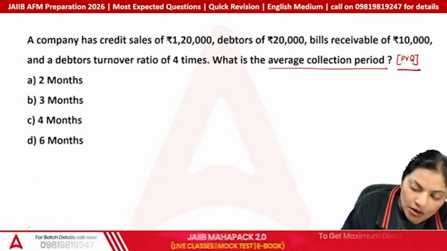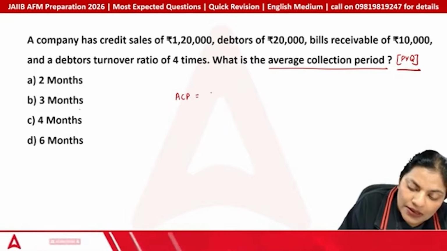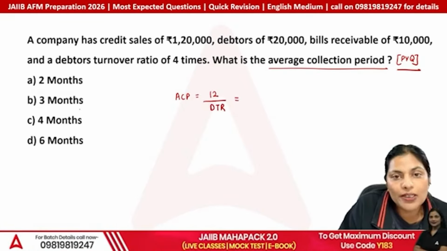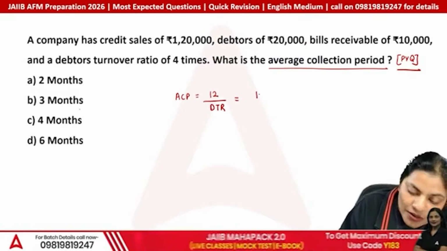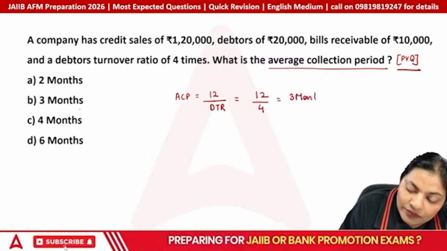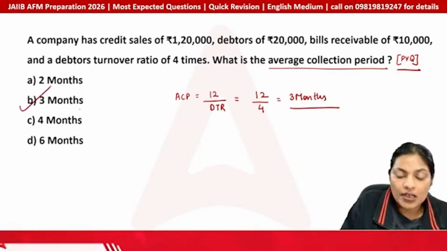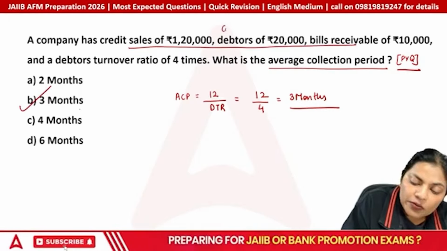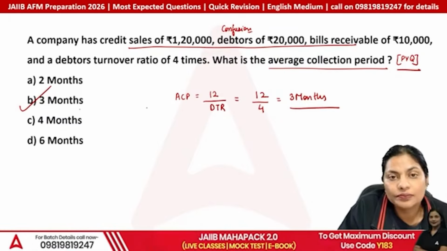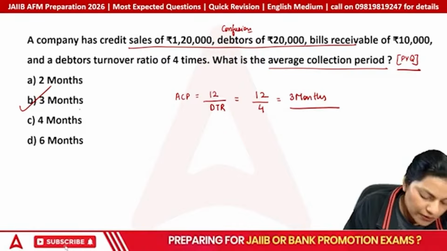Now, the formula for average collection period is, now see, this is in months. So 12 upon debtors turnover ratio. You don't have to do anything. So all that information is given. We don't need it. So 12 divided by 4 will give us 3 months. That's it. This was a 1-mark question. So easy. Now all this information is given for confusion, so that you end up calculating this ratio also. Right? So 30,000 divided by 1,20,000 is 4 times. Automatically you can solve it. You need not do that.